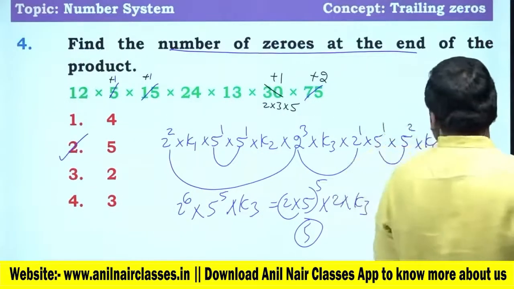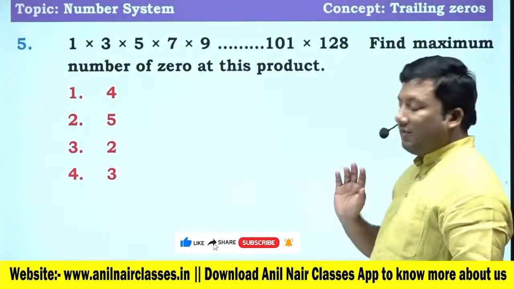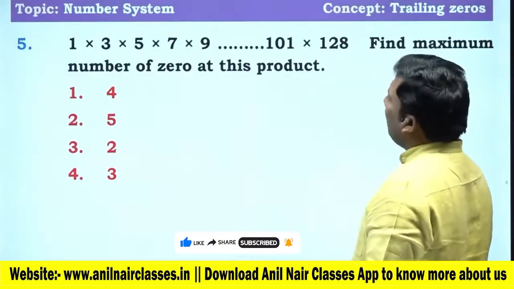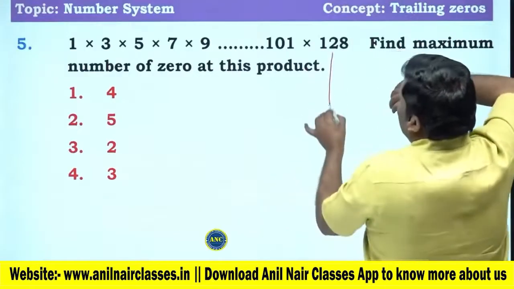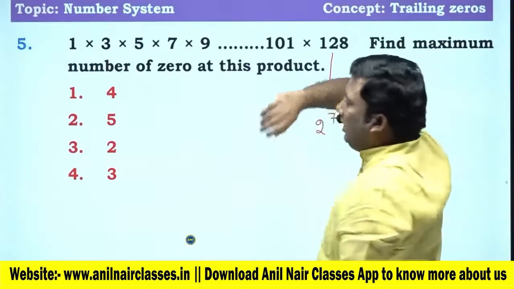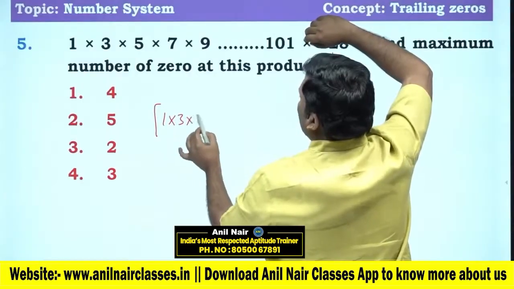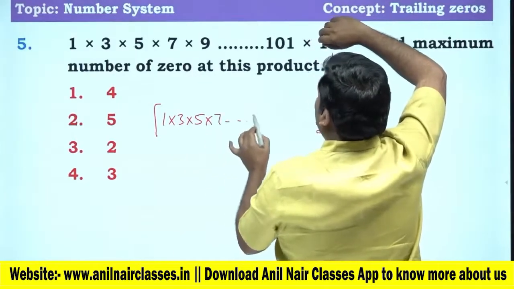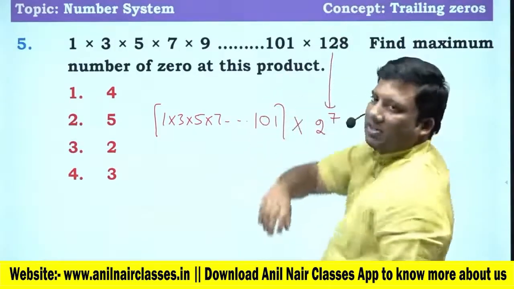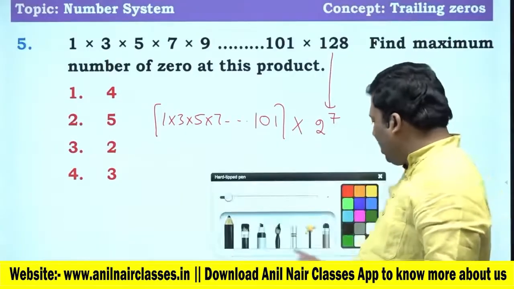Next one. 1 into 3 into 5 into 7. Now, this is a very, very good question, sir. 1 into 3 into 5 into 7 and so on up to 128. 128 is 2 power 7. This number is 1 into 3 into 5 into 7 and so on up to 101 into 2 power 7.